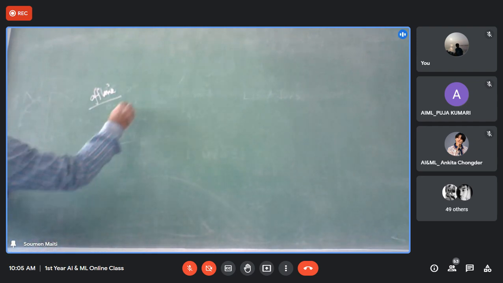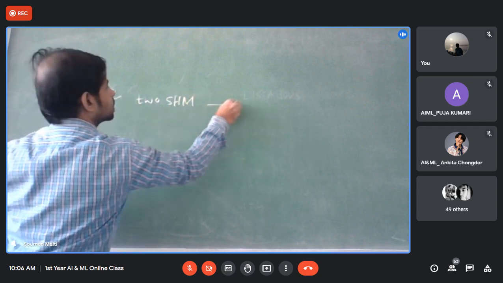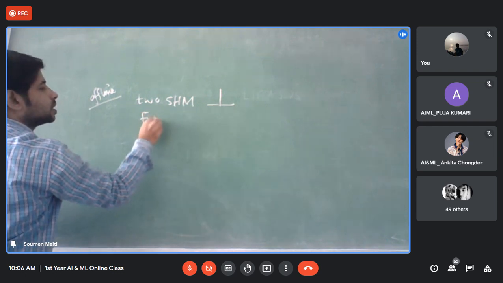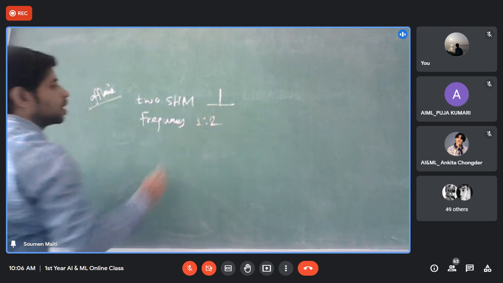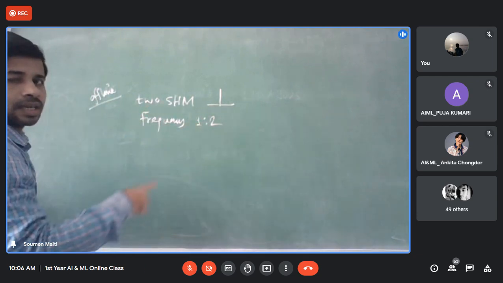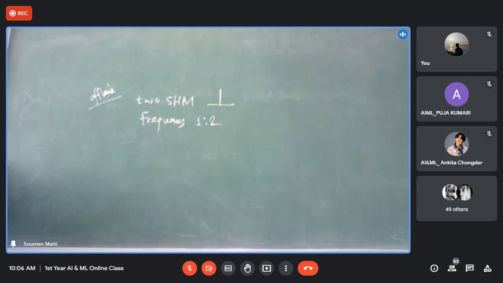There are two SHMs. They are perpendicular to each other, but their frequency ratio is 1:2. What will happen? Obviously, they will create a Lissajous figure as they are acting perpendicular to each other. So, how do we proceed with this kind of equation?